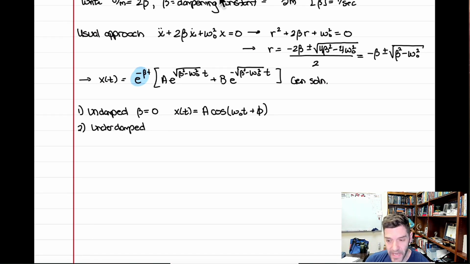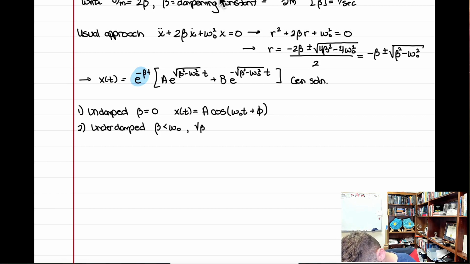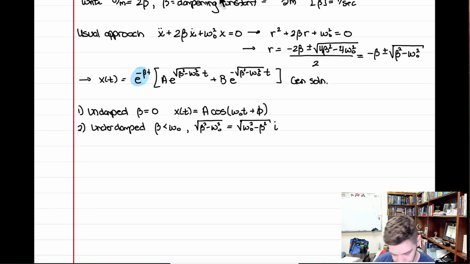The next case to consider is weak dampening, or what's sometimes called underdampening. And that's when beta is less than omega naught. So you can consider this as a case of weak friction. Beta is small. Well, in this case, if beta is less than omega naught, that thing inside the square root is going to be negative. So if I take the square root of negative 1, that's the same thing if I flip it so that it's positive, and then there's the square root of negative 1, which is just i. And I'm going to define this as omega 1 times i, where omega 1 is kind of the damped frequency.